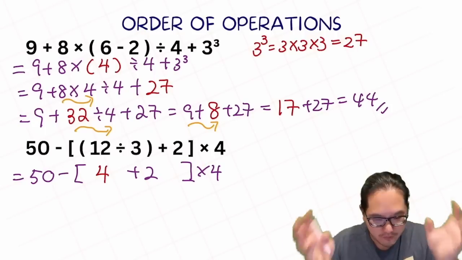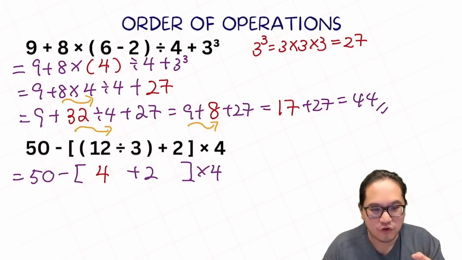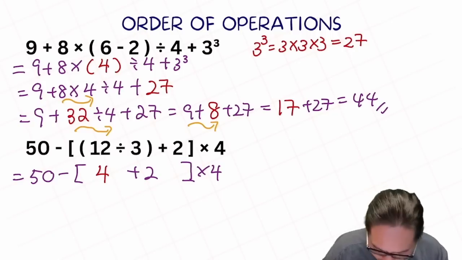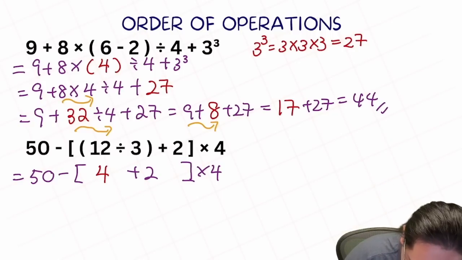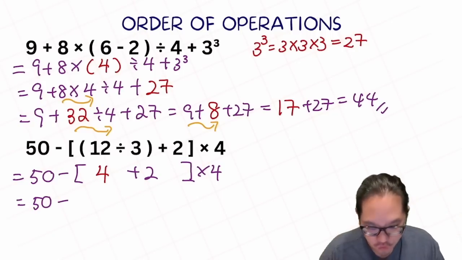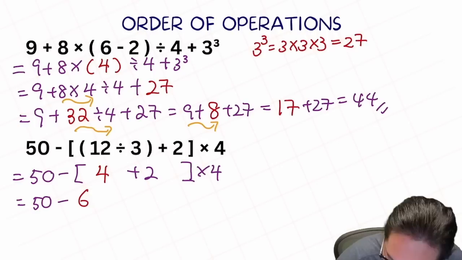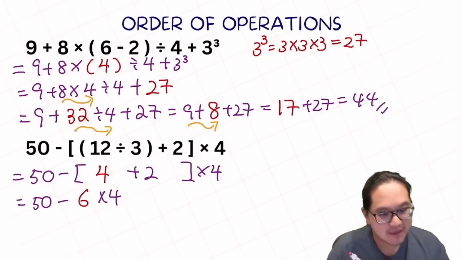Now, since we still have a bracket, right? Bracket is just a different version of parenthesis. It's just a bigger one. So we still need to take care of that. So we have 50 minus 4 plus 2 equal to 6. Then we drag the multiply by 4 next, right?